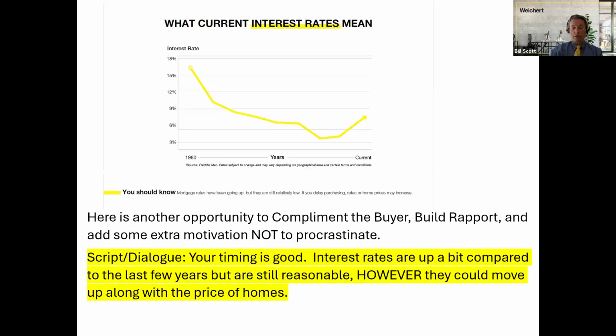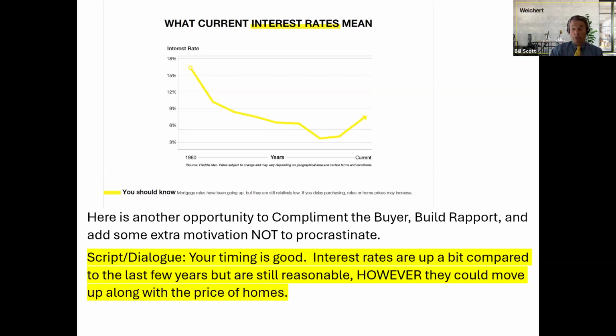This is a page that's designed for us to do a couple of things. One, compliment, and then plant a seed. When we compliment, we build rapport, but we also want to plant a seed so that they don't procrastinate. Because sometimes people look and they go, we're going to wait. People that have been waiting for interest rates to come down will never make up what they've lost in prices going up because of their waiting for rates to come down or hoping that prices are going to come down. Just doesn't happen.